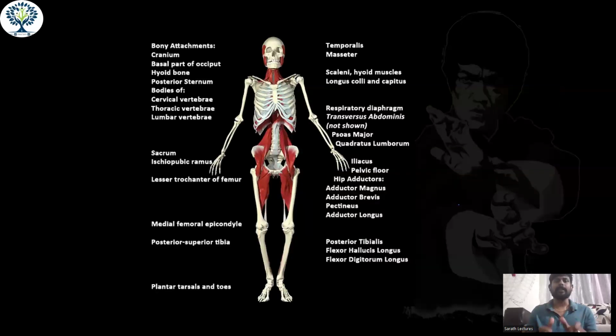These are all the deep front chain muscles. Deep, this is not superficial. So deep neck muscles, along with the psoas muscles, along with the adductors. So these are all the muscles.